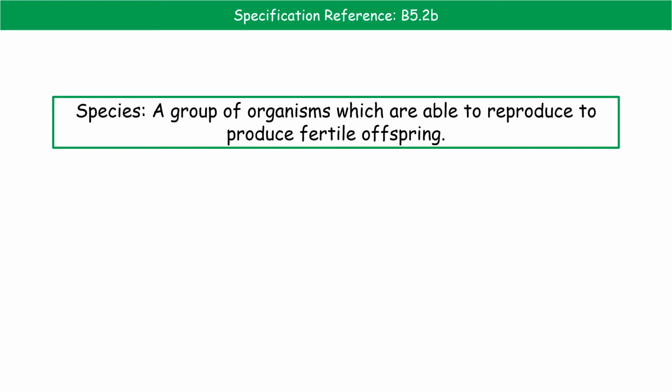A definition that we should learn: species, a group of organisms which are able to reproduce to produce fertile offspring. So they need to be able to reproduce together and produce fertile offspring. So 2 points: the organisms can reproduce, first point, and the offspring are fertile, second point. Stick it on the flashcard, species one side, definition on the other, make sure you know it.